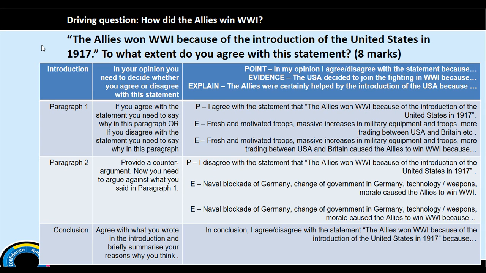So, the Allies won World War I because of the introduction of the United States in 1917. To what extent do you agree with this statement? 8 marks. So you need to provide an introduction, paragraph 1, paragraph 2, and a conclusion.